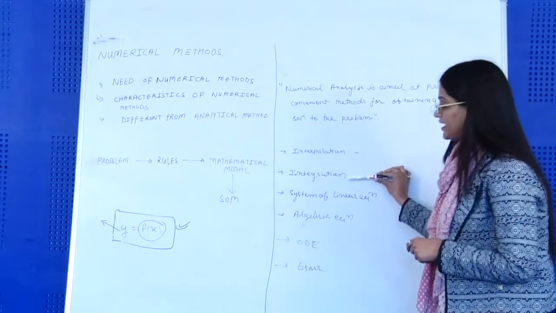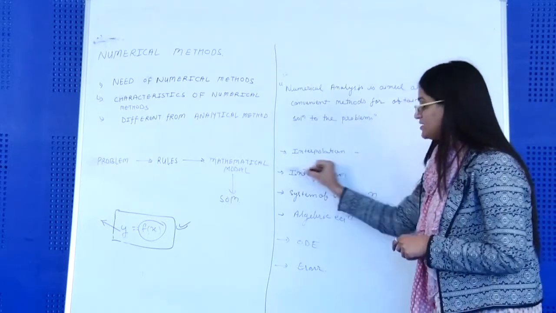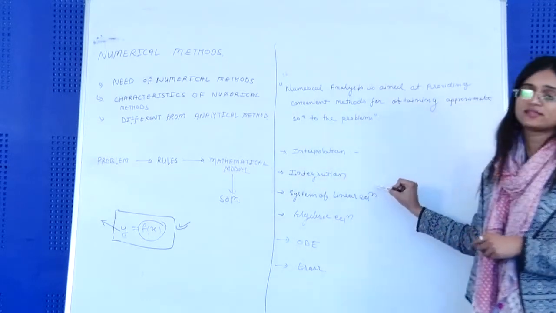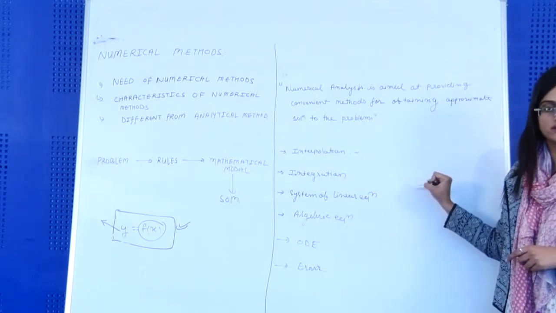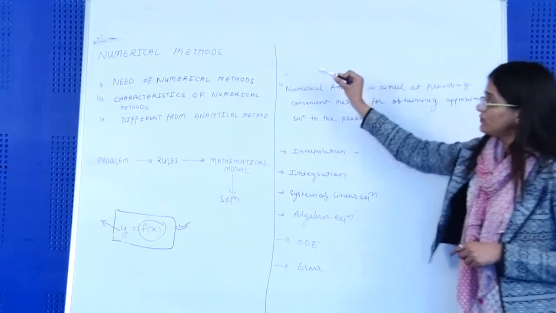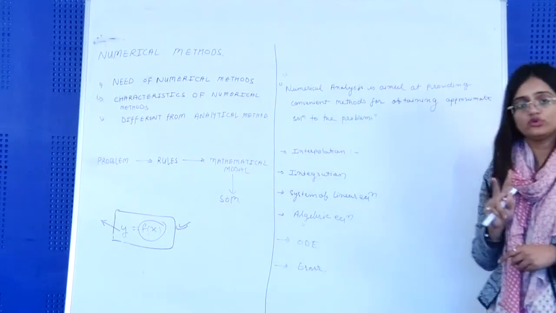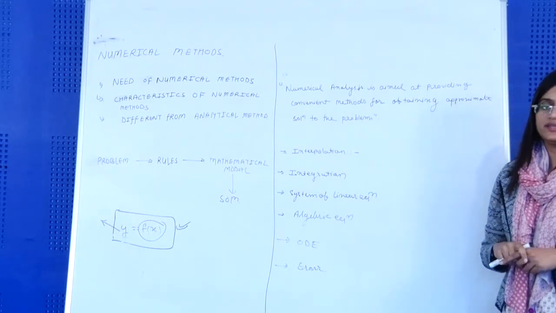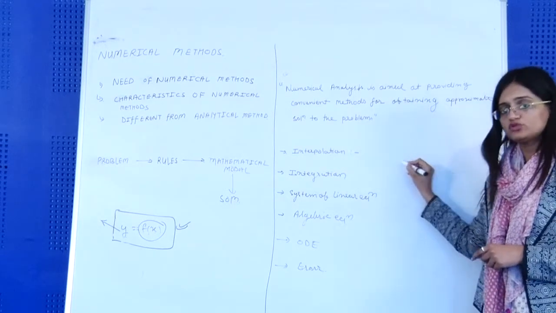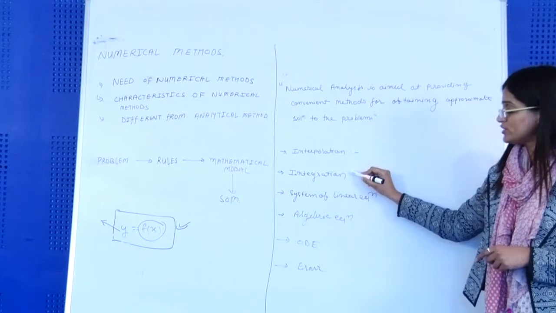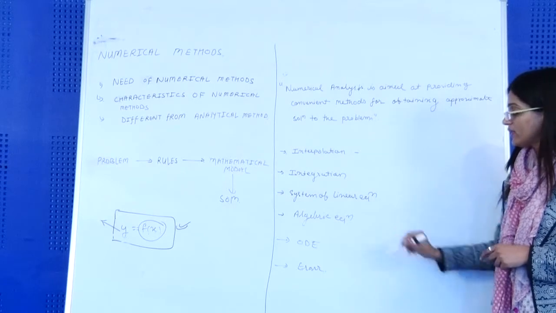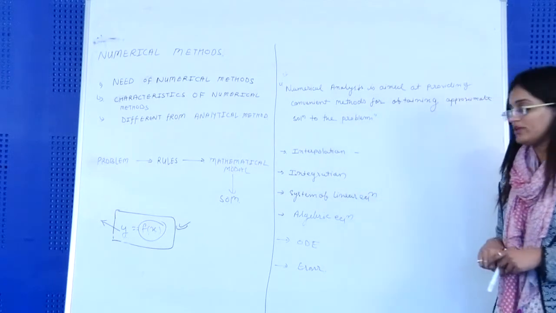Now the second module is integration, and all of you know about integration. It's the calculation of the area under a curve. Here in numerical method we have two methods. The first one is the trapezoidal rule to solve any kind of integration, and the other one is Simpson's 1/3 rule.